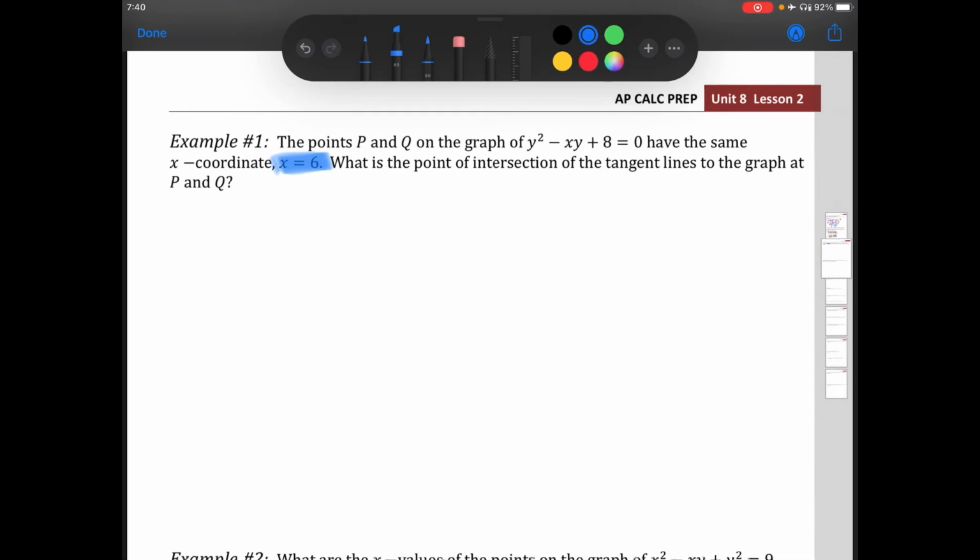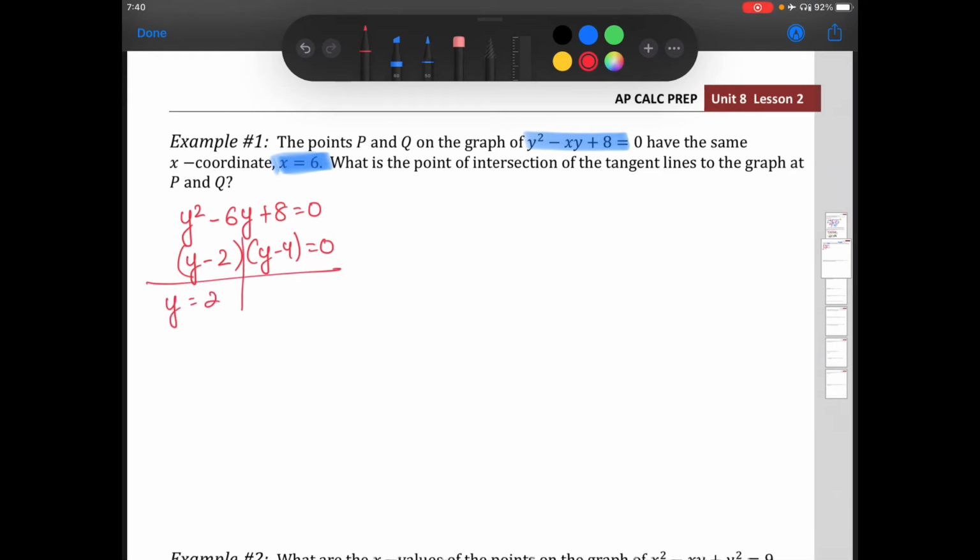So what do we do? All we're going to do is take x equals 6 and substitute into the equation. So it's going to be y squared minus 6y plus 8 equals 0. Solve for y. This is a quadratic, so I'm going to factor it. It's y minus 2, y minus 4 equals 0, so I get y equals 2 and y equals 4. So these are my y-coordinates. So my 2 points are 6 comma 2 and 6 comma 4.